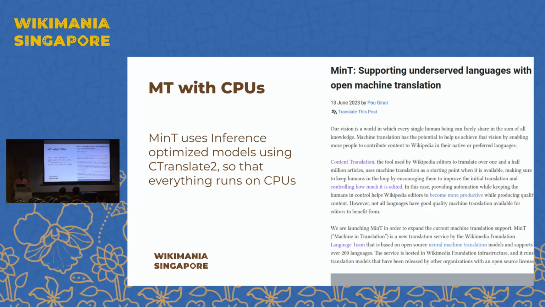This was possible because we optimized all these neural machine translation models into an inference optimization model. We converted all the models so that, without losing quality, they should be able to run on your CPUs without GPUs. So all those optimized models actually power the machine translation system that I mentioned earlier.